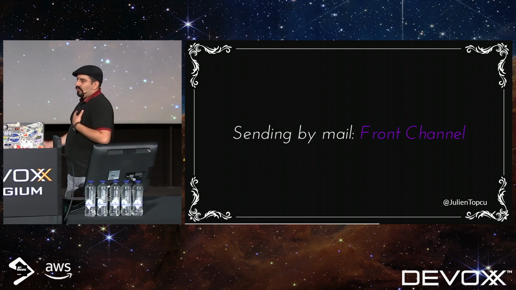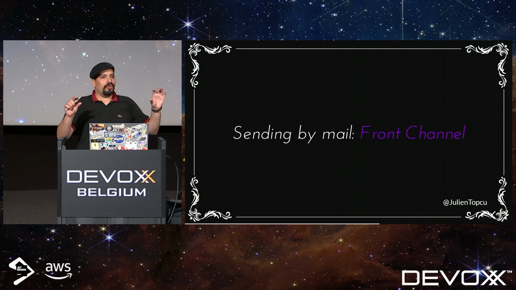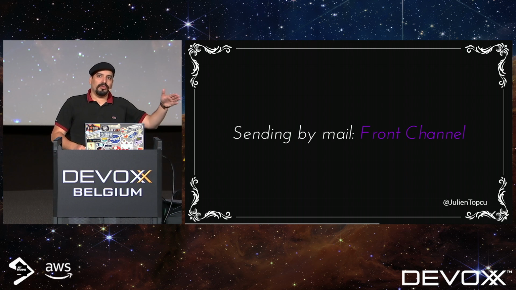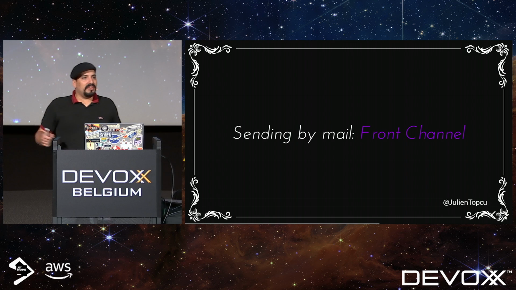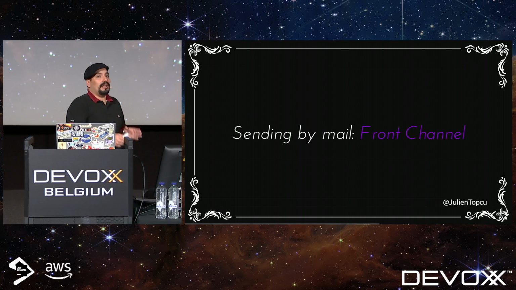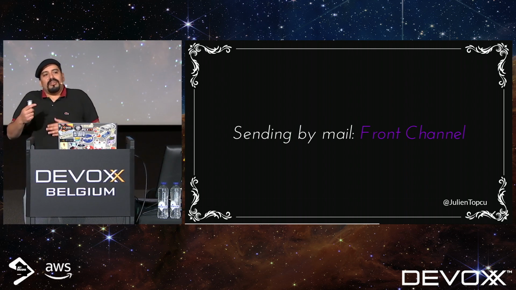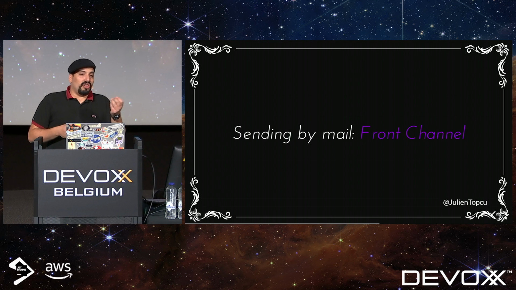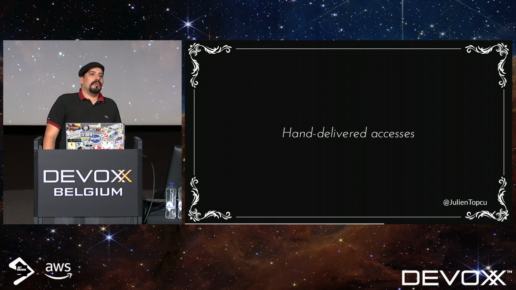This is what we call a front channel. A front channel is a communication channel where you cannot be sure that your information has been delivered to the right person, and you cannot be sure that no one has intercepted the information. So on a front channel, you cannot send accesses. That's too dangerous. So we will change the way we exchange those accesses, and now we will deliver the stuff that will permit the guest to open the door.